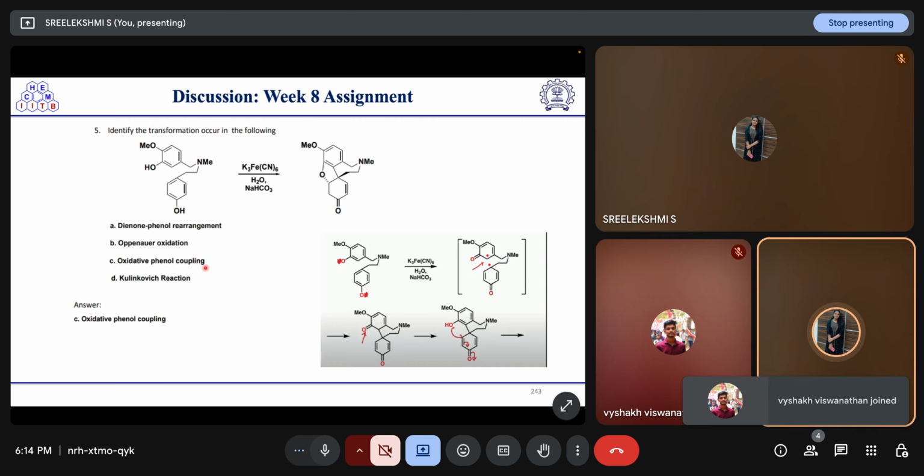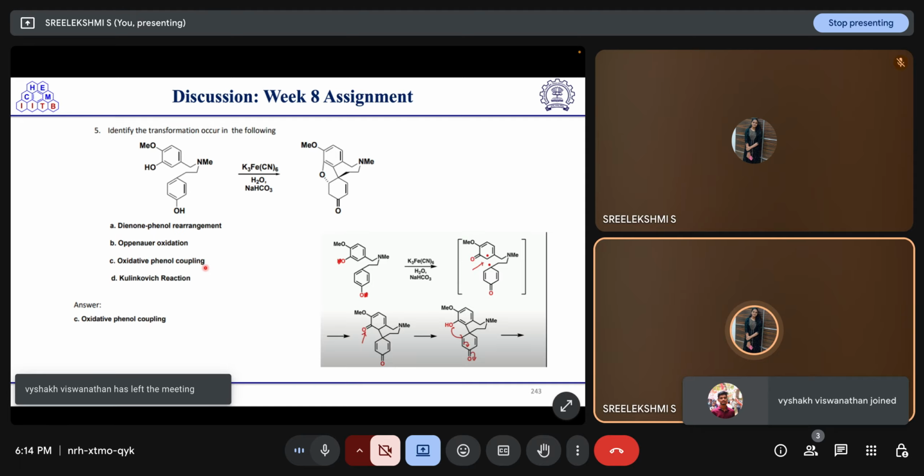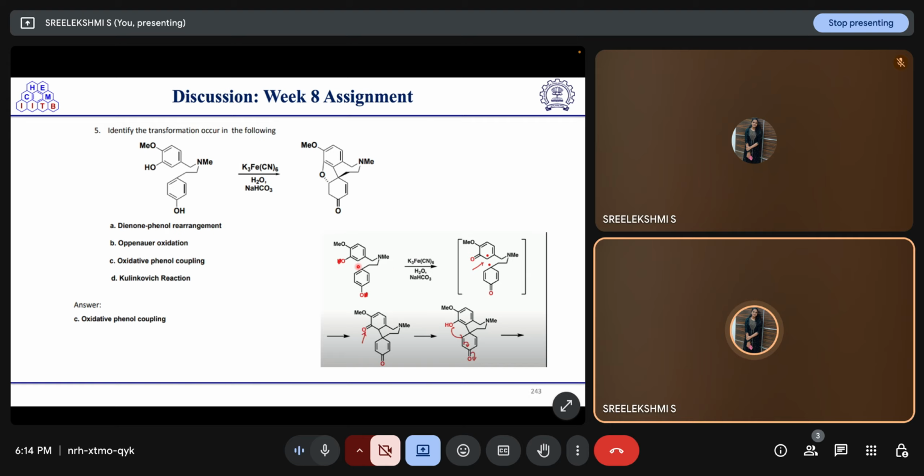So here the correct answer is oxidative phenol coupling. And what is happening here? Firstly, in the presence of potassium ferricyanide, this O-H bond will break, and an O radical will form here, and here also an O radical will form. Then this aromatic carbon-carbon bond will break to form these two radicals. So here it will be a double bond O, here also a double bond O. Then these radicals will combine to form this intermediate. Then again the aromaticity will be retained and this ketone will be converted into the corresponding phenol.